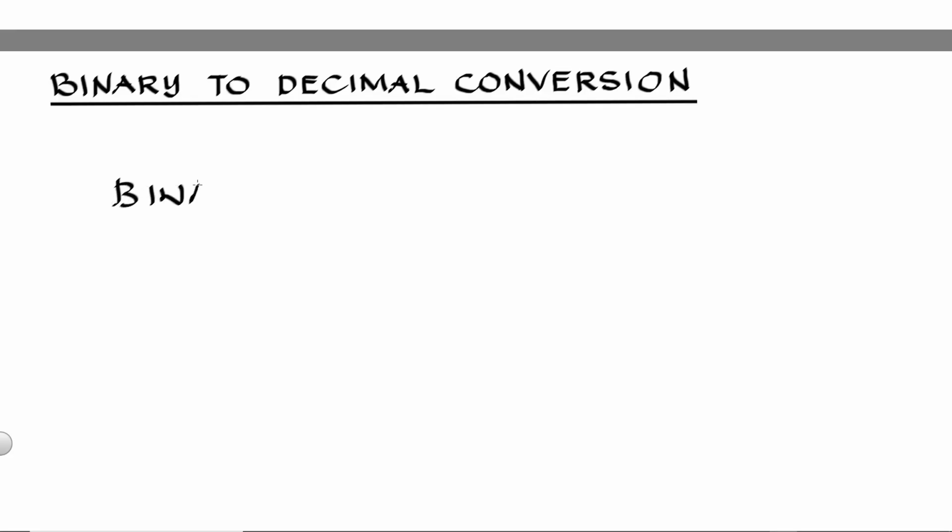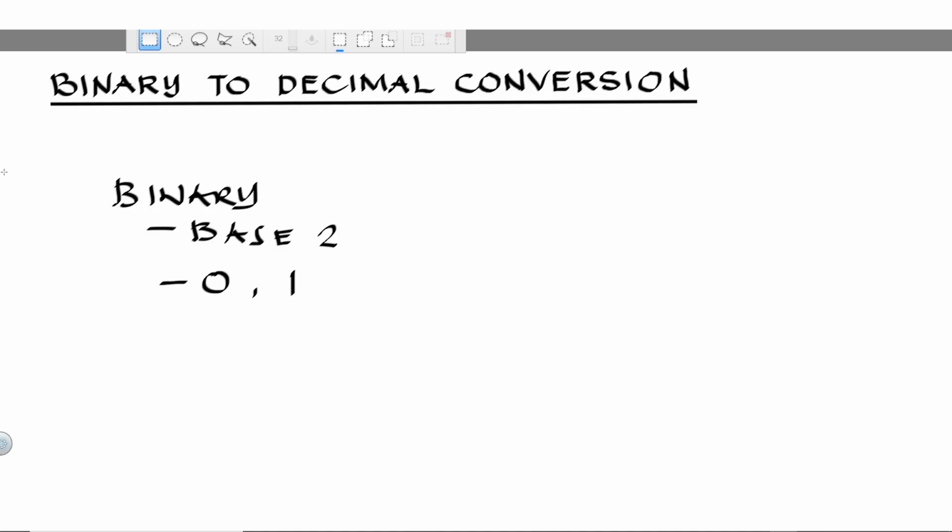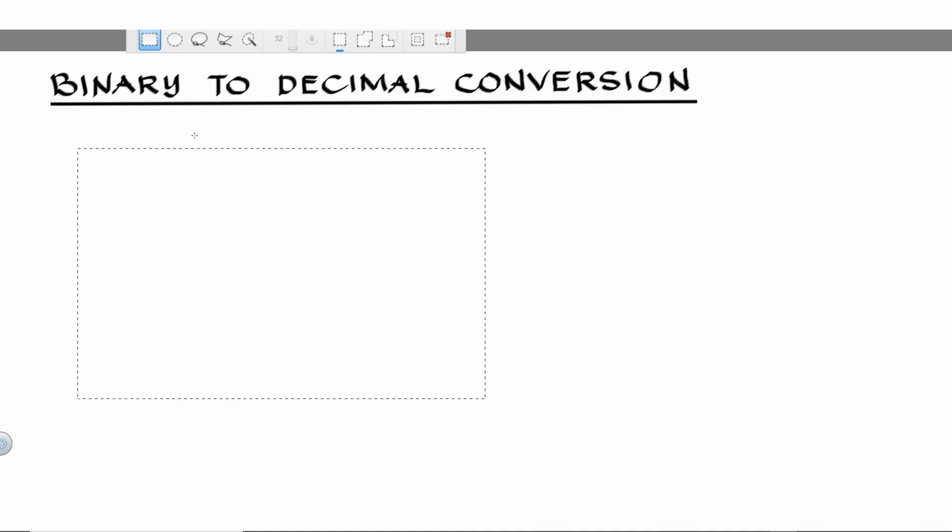Binary is a base 2 number system having just 2 digits, which is 0 and 1, where each digit represents an increasing power of 2. Before we do the conversion, we have to understand the powers of 2.